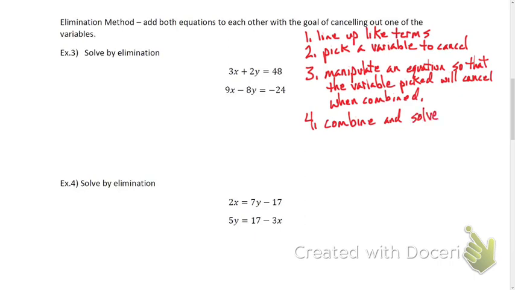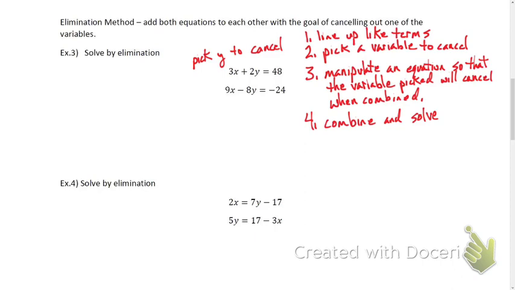So I hope these are steps you're already familiar with. Our variables, our terms are lined up. We need to pick a letter. I'm going to pick Y. I'm going to make Y cancel out. Maybe I should write that. Pick Y to cancel. I could have picked X. It doesn't matter.